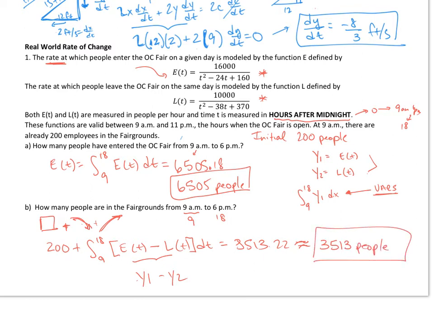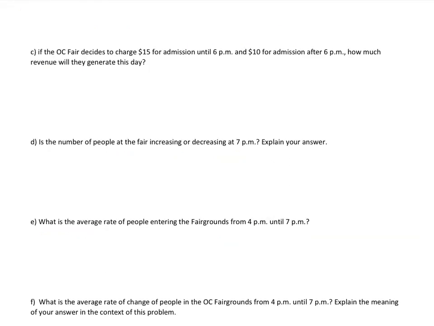All right, moving on to C. In part C, it says, if the OC Fair decides to charge $15 for admission until 6 p.m. and $10 for admission after 6 p.m., how much revenue will they generate that day? Well, the revenue is based on just the people entering. We don't care about the people leaving. We don't care about the initial amount, the employees there. They don't have to pay to get in. So we just care about the people entering.